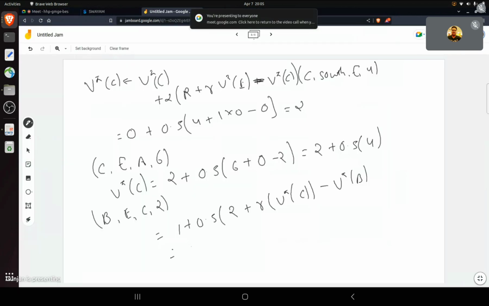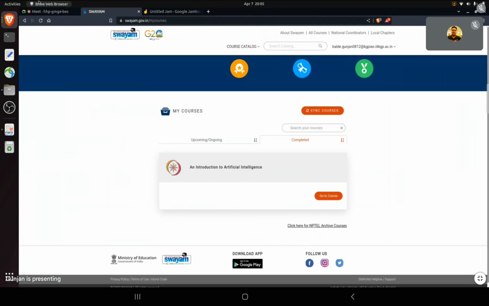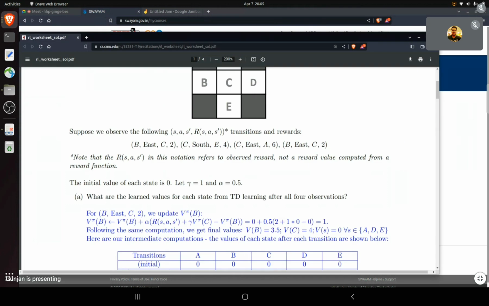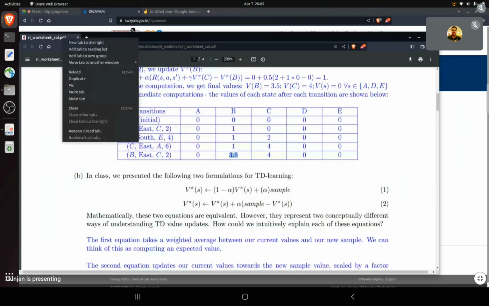So that will be 1 plus 0.5 times 2 plus gamma, which is 1, times V pi of C, which is 2, minus V pi of B, which is 1. So this is 1 plus 0.5 times 2 plus 2, 4 minus 1, 3. So this is now 3.5.